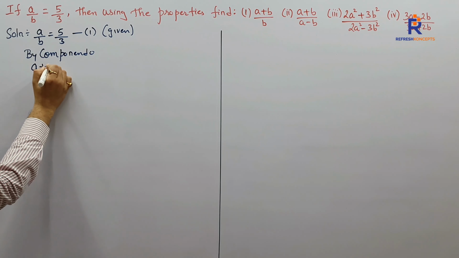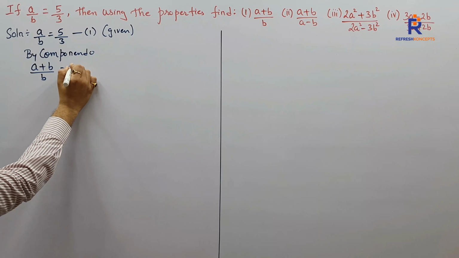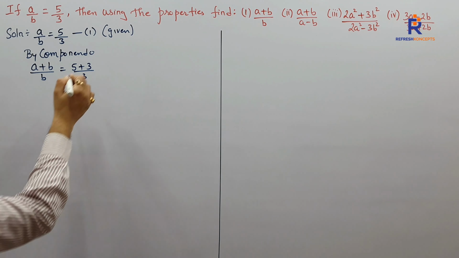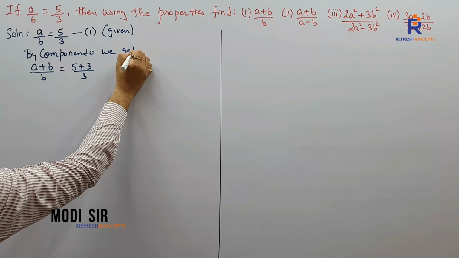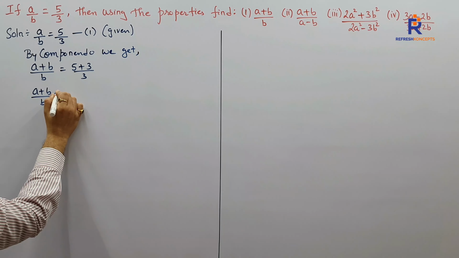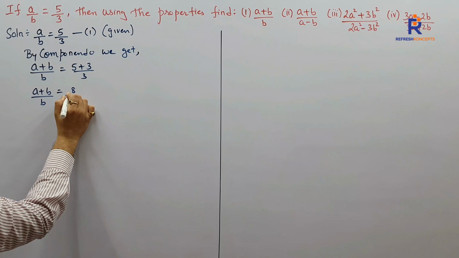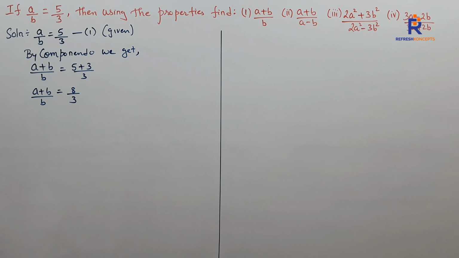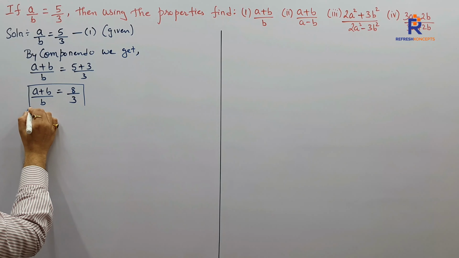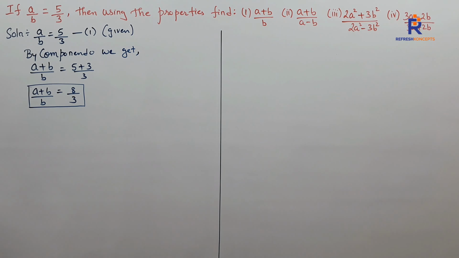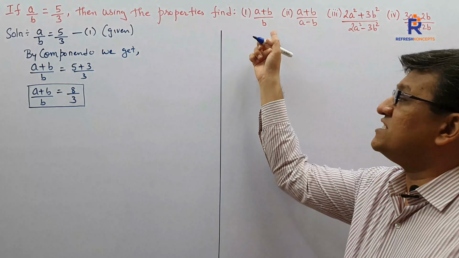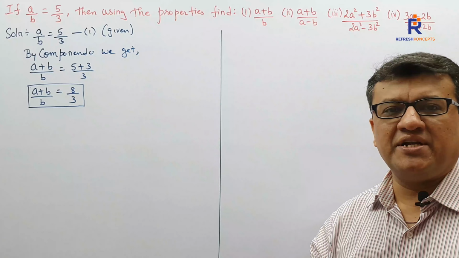A plus B by B is 5 plus 3 by 3. By componendo, if you want, you can write down, we get A plus B by B. So it's A plus B by B is 8 by 3. We got the first answer. A plus B by B is 8 by 3. So what did we do? We just looked at the question. The format of the question was in componendo, and that's the reason we went for componendo.